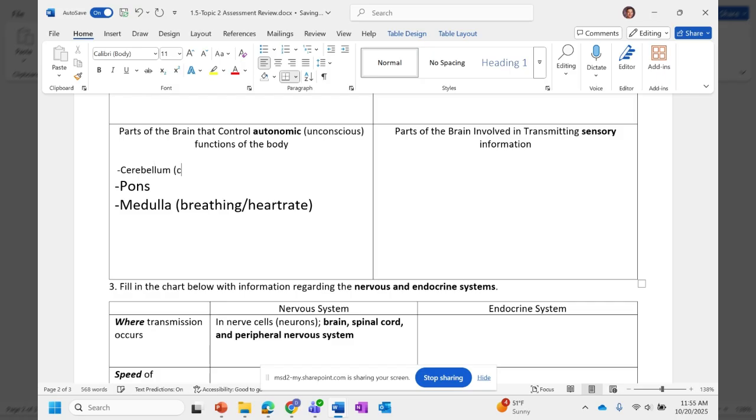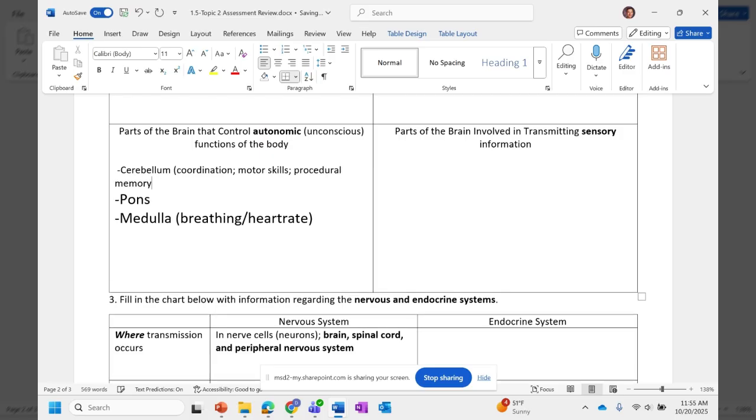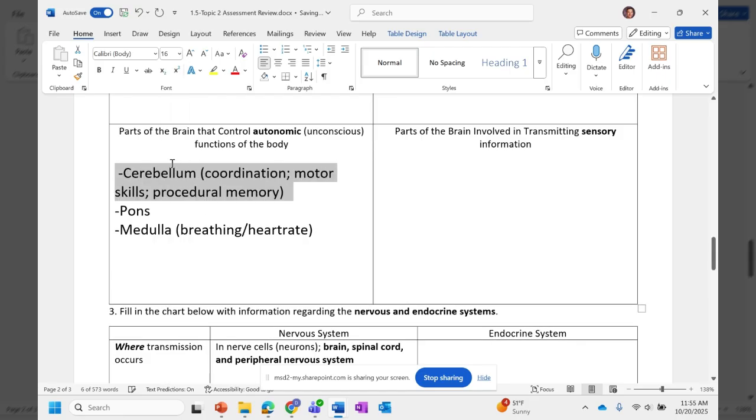So that's going to be related to coordination, motor skills, procedural memory, which is going to be like your ability to stand upright, ride a bike, things like that. So it's not part of the brain stem. It's kind of in the back of the brain. It's like that little brain in the back of your brain, but it kind of fits along with the same things, these autonomic or unconscious, non-conscious, I guess is the way you'd say it, functions.